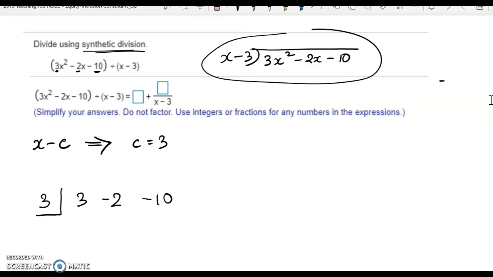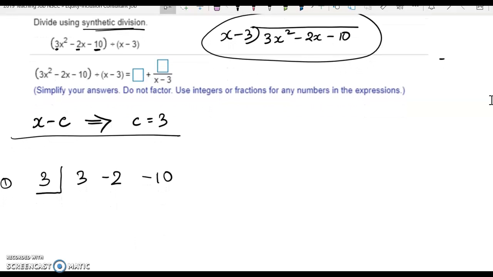I hope it is okay so far. Okay, so this is going to be my first step right here. I'll write 1 for you. Now my next step is to start solving. Once I have this figured out, I will try to start solving it.